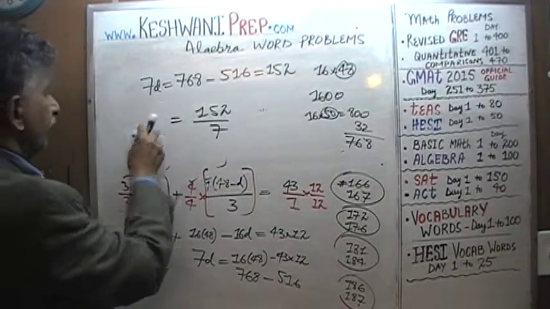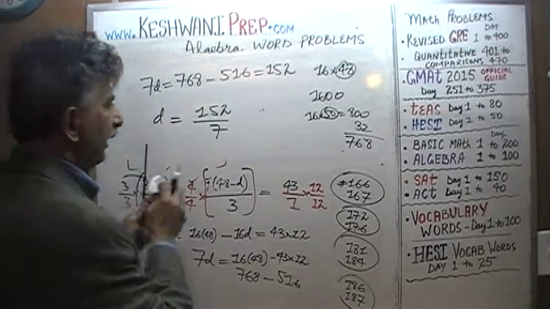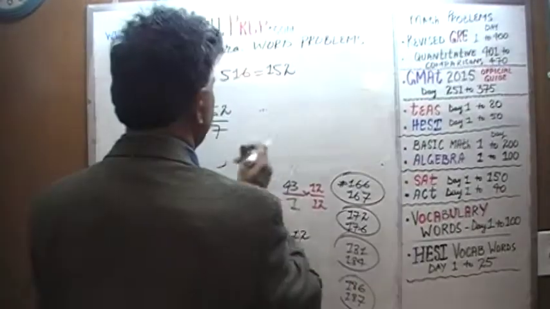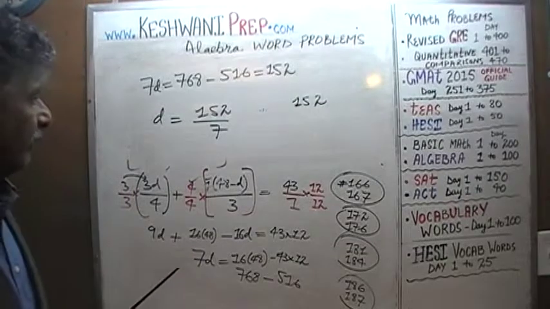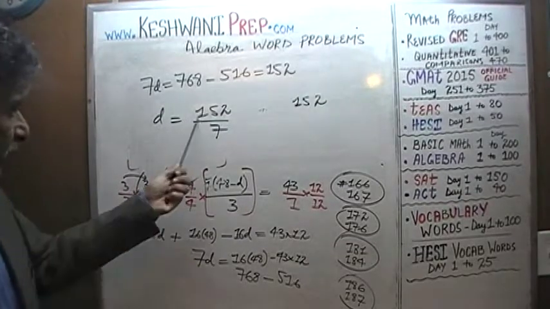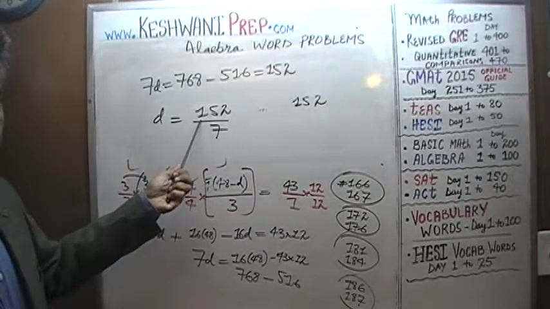152 over 7. Let's divide 152 by 7 right here. We could have done it here. Let's do it right here. How many 7s does 1 have? Listen very carefully.